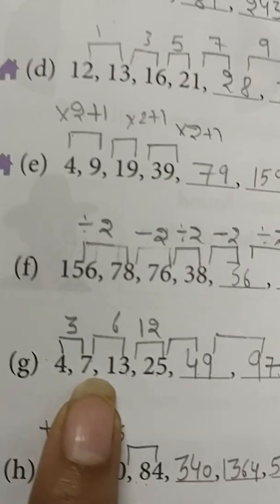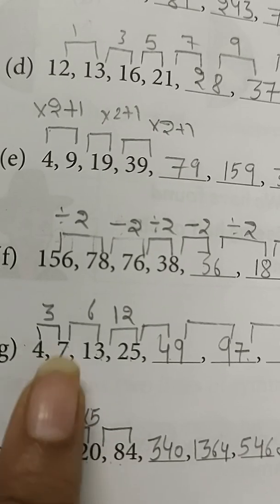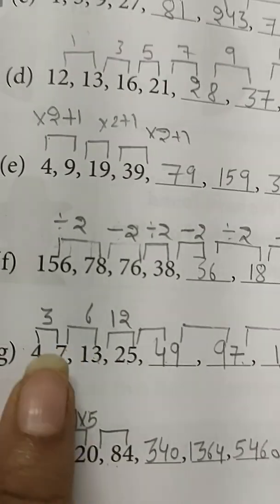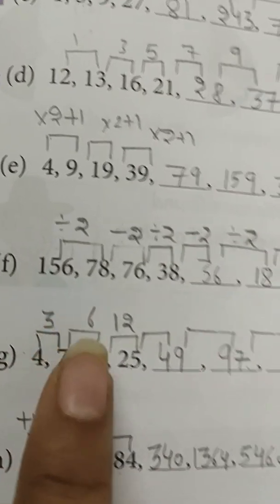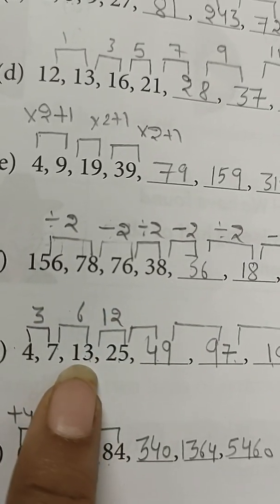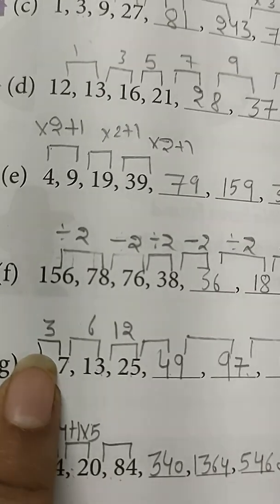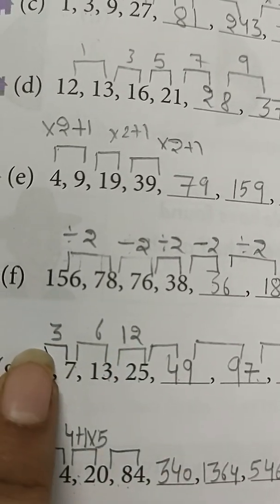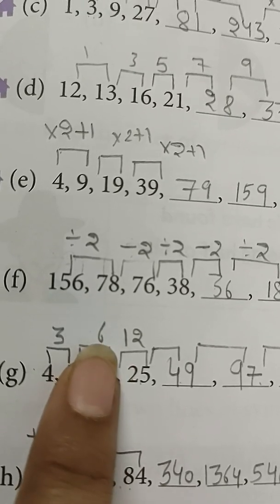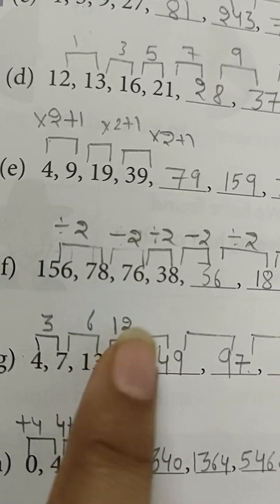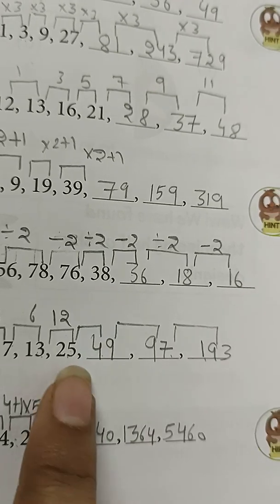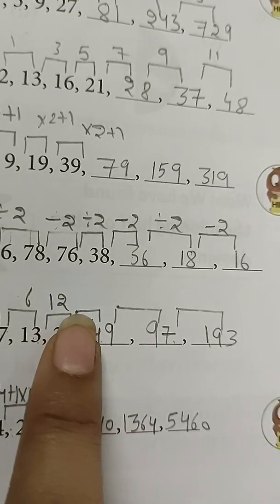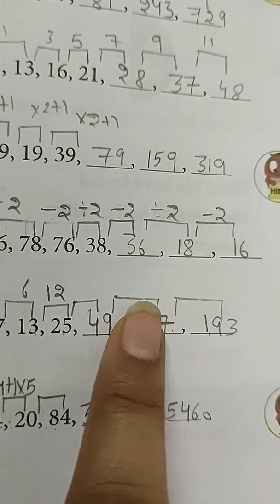Now 4 plus 3 is 7, so there is a difference of 3. Now 7 and 13 have a difference of 6, because 7 plus 6 is 13. Then 13 plus 12. As you can see, what is happening? You are multiplying this difference by 2. 3 multiplied by 2 is 6. 6 multiplied by 2 is 12. Now 12 multiplied by 2 is 24. So 25 plus 24 is 49. Now 24 multiplied by 2 is 48.